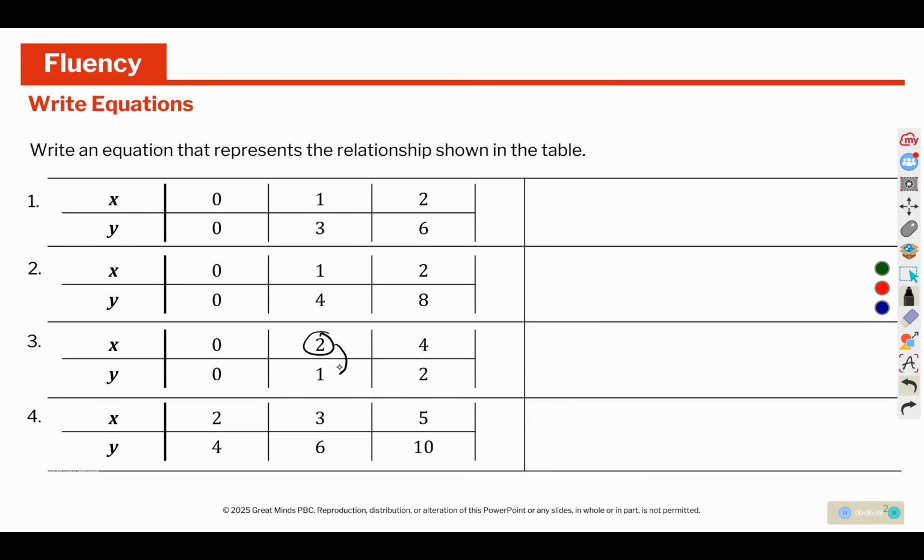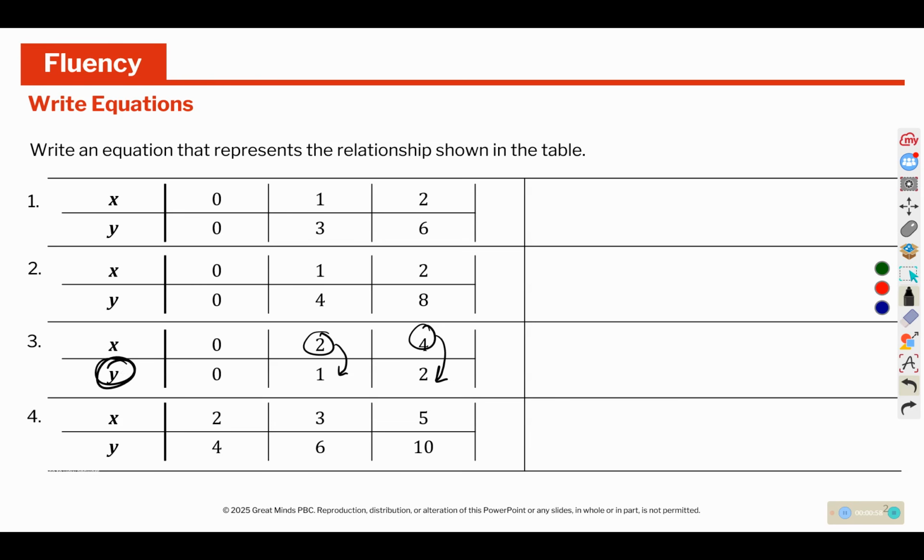What's another way I can get from 2 to 1? I can split it in half, or I could divide by 2. If I use that same strategy, does it work here? 4 split in half is 2, or 4 divided by 2 is 2. So we're going to write our equation.